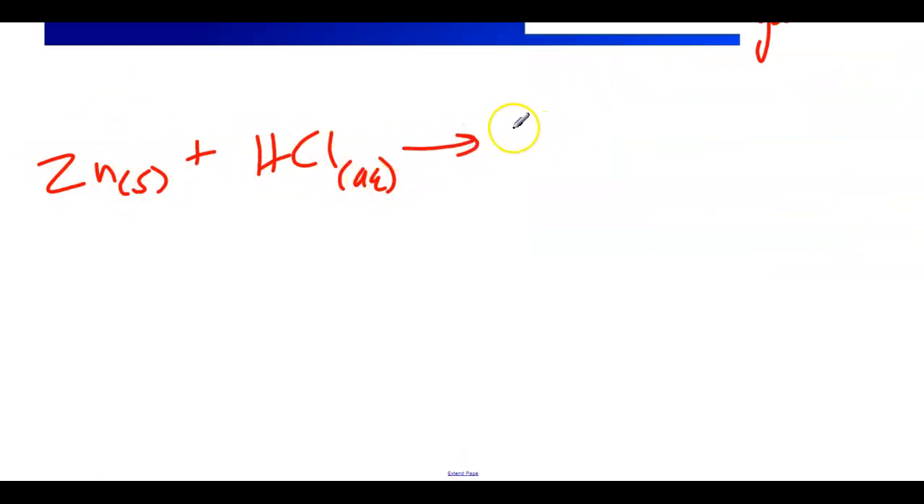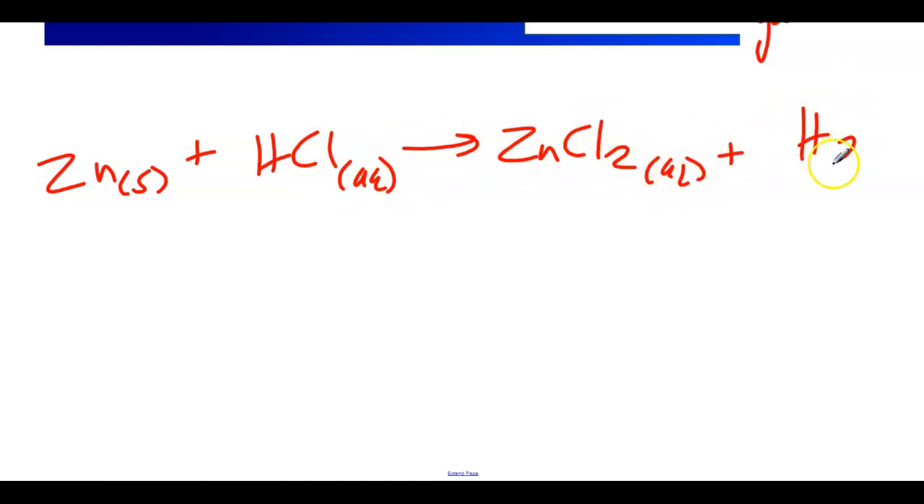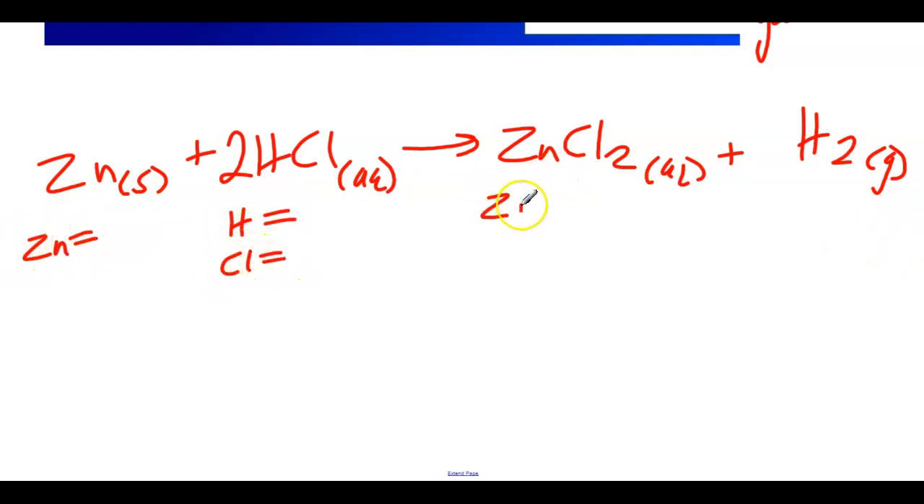So let's do an example. Let's say we had zinc plus HCl. We'll do a single displacement reaction here, making zinc chloride and hydrogen gas. And we need to balance. When you're assigning oxidation numbers, you assign it for every element that's here. So we're going to assign it for zinc, for H, for Cl, zinc, Cl, and then H, following the rules we just finished doing.